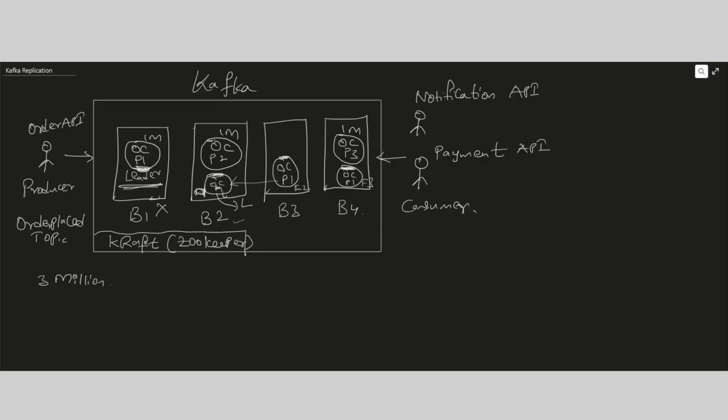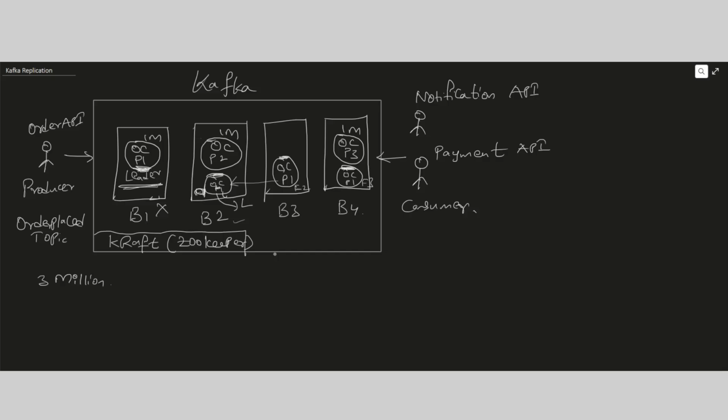So KRaft will do an election, and then it will assign one of the followers as the leader, and all the brokers will read that metadata from KRaft, and all the brokers will be updated with who is the leader and who are the followers. So this is how it works.